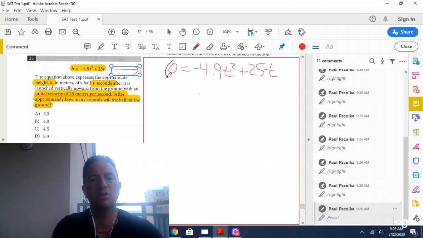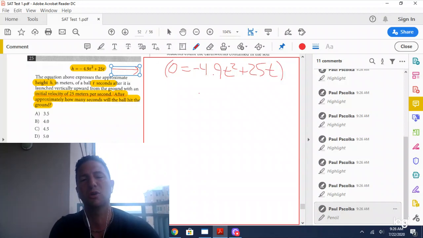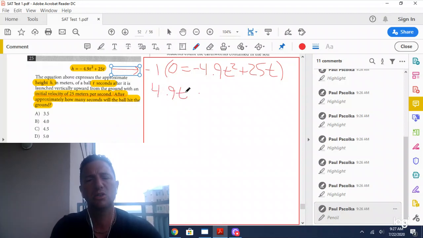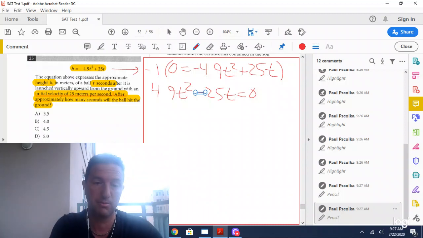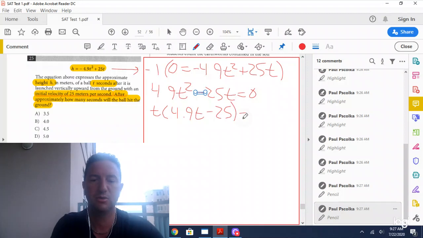Now, most students are not used to having the coefficient of the squared term being negative. In other words, negative 4.9. We're going to make that positive by multiplying the whole equation by negative 1, and then going to put the 0 on the right side. We get 4.9 t squared minus 25t equals 0. And in order to factor it, notice the greatest common factor between those first two monomials is the t. So I can pull a t out and we make it t times (4.9t minus 25) equals 0.